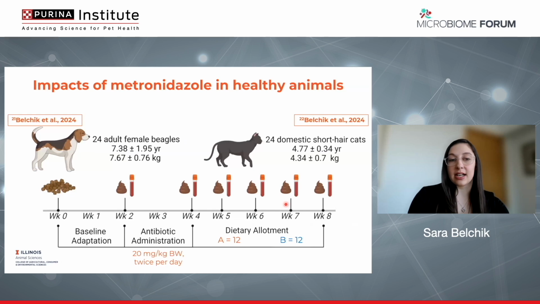Which brings me to the study designs of the two studies I'll be discussing today, and I'll mention one more later on. This study was repeated in both dogs and cats with the same timeline and time frame, where one study used 24 adult female beagles and the other used 24 domestic short-haired cats. The first 2 weeks were a baseline adaptation, and the following 2 weeks I was administering a liquid compound of metronidazole to the dogs or cats twice daily with food. After antibiotic cessation, 4 weeks of recovery were observed, with fecal samples collected every single week to monitor recovery.